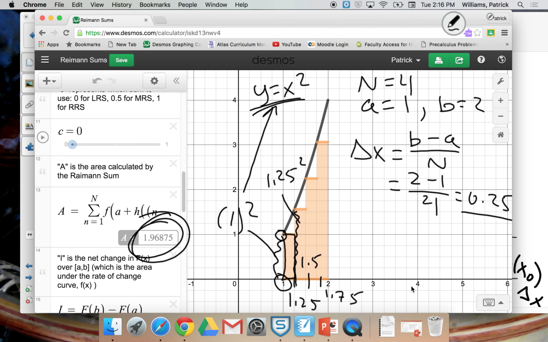Again, all we're doing is we're just saying base times height for each of our 4 rectangles. If you're getting this number wrong, you're most likely not calculating the height of that rectangle correctly. So that's a left Riemann sum. So now let's go look at a right Riemann sum.